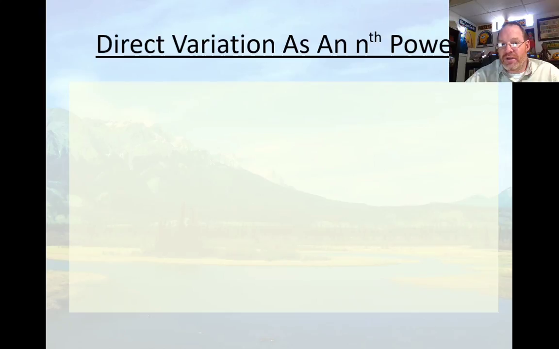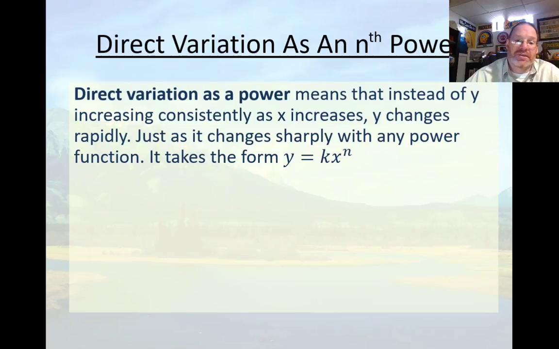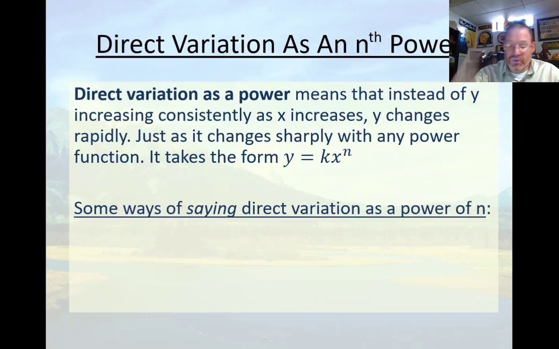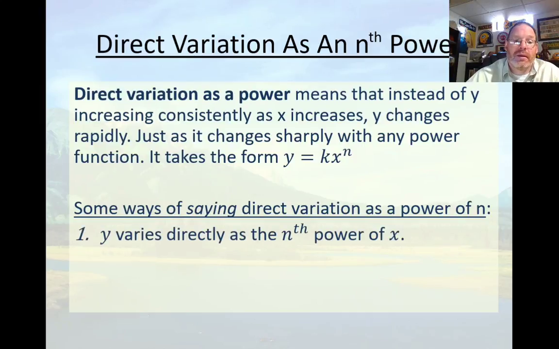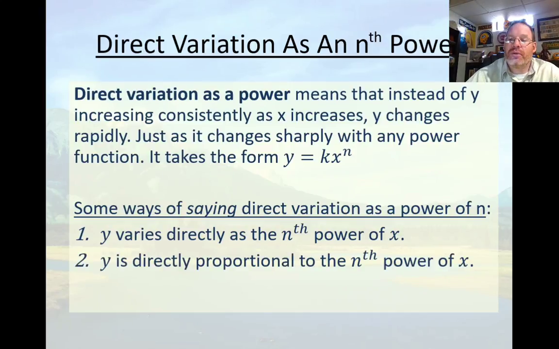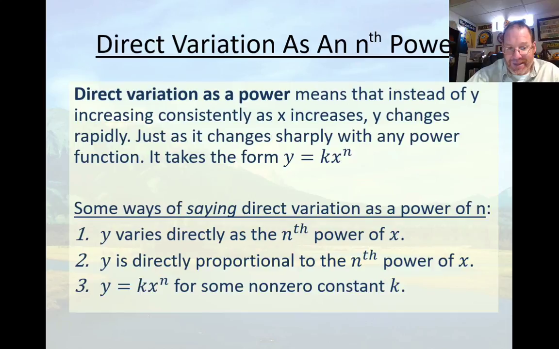Now we're going to do direct variation as an nth power. Instead of just y equals kx, now it is y equals kx to the n. Some ways of saying direct variation as a power of n: y varies directly as the nth power of x, y is directly proportional to the nth power of x, or just the equation y equals kx to the n for some non-zero constant k. The next type of variation was inverse.